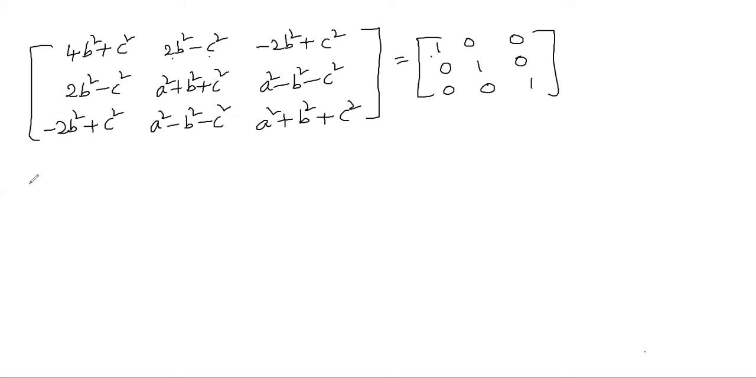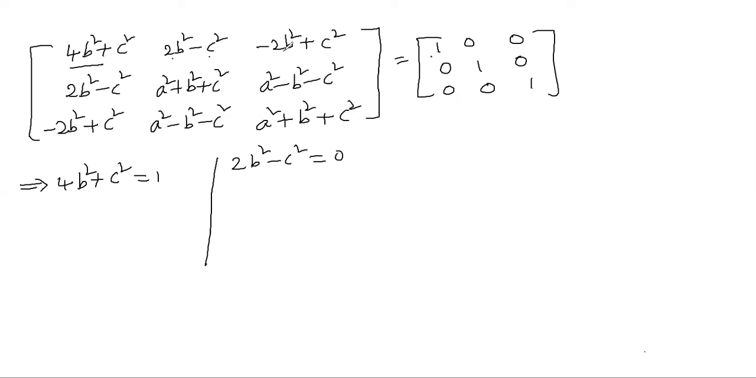So what I am doing is taking 4b square plus c square equal to 1. You can select any of your choice. Finally, you have to find the ABC values. 4b square plus c square equal to 1. Okay. Next, 2b square minus c square equal to 0.